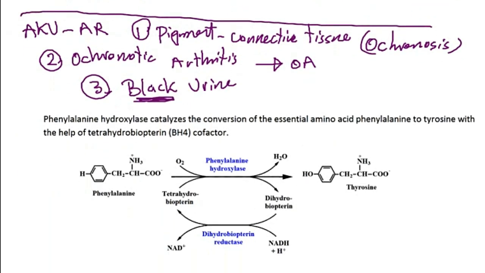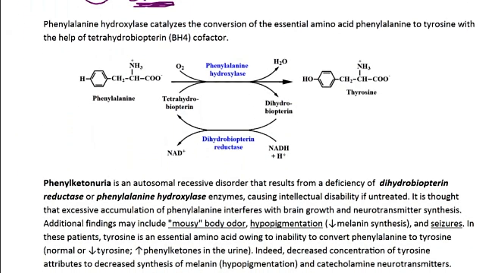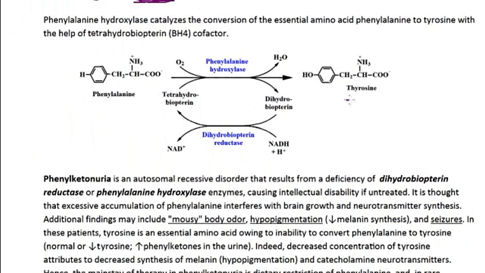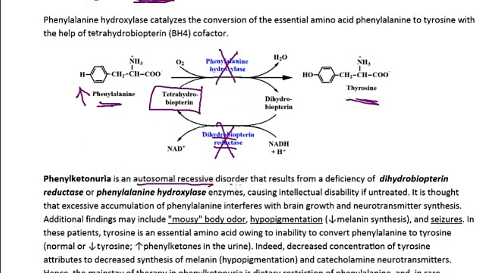Alright, so next I would like to review these disorders one more time. So phenylalanine is converted into tyrosine via the enzyme phenylalanine hydroxylase with the help of tetrahydrobiopterin. And tetrahydrobiopterin is dependent on dihydropteridine reductase for its production. So deficiency of either one of these two enzymes can lead to phenylketonuria, where there is elevated concentration of phenylalanine. So phenylketonuria is an autosomal recessive disorder that is caused by deficiency of dihydropteridine reductase or phenylalanine hydroxylase enzymes.